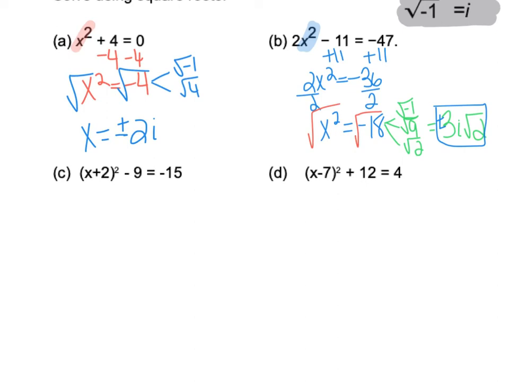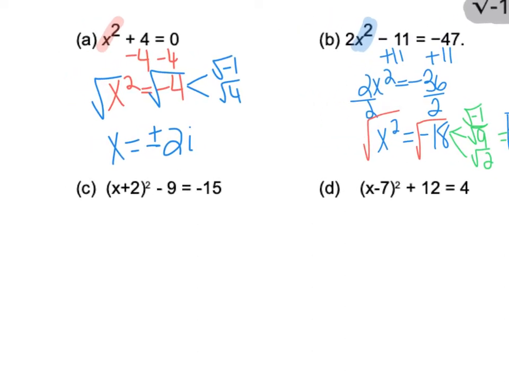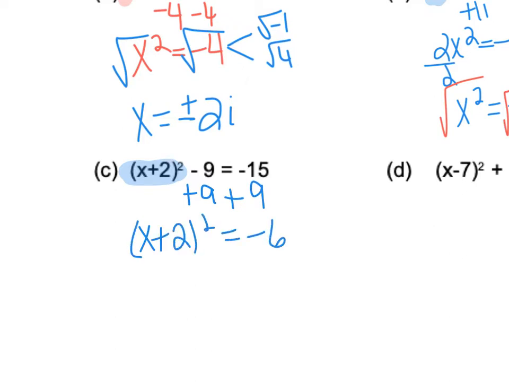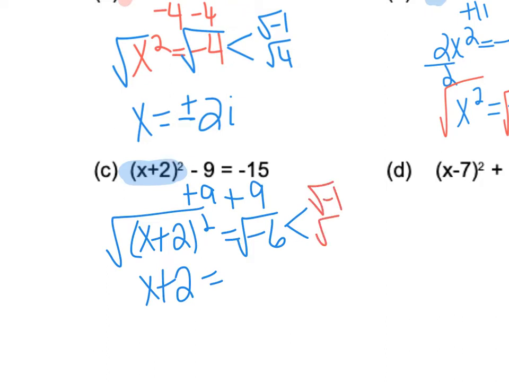Okay, moving on to some more examples. Again, they just keep getting a few more steps in here. Again, I need to get my squared term alone. So I have x plus 2 being squared, so I need to add 9 to both sides. And I have x plus 2 squared equals negative 6. I'm going to take the square root of both sides. And I have x plus 2 on the left, and I have the square root of negative 6 on the right. And again, if I'm thinking about how I can simplify that, I'm going to take out the square root of negative 1, and I'm left with the square root of 6. So I have i times the square root of 6 on this side.